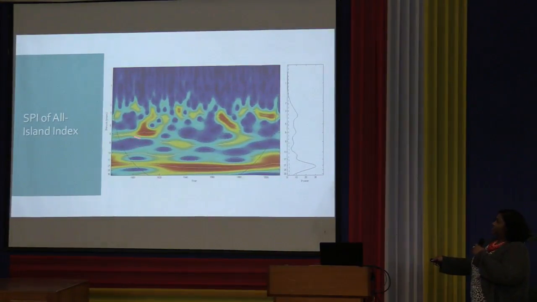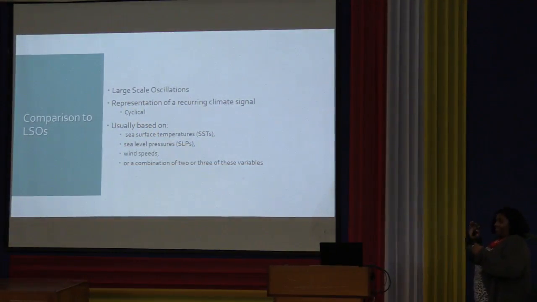It also has a really strong 3 to 6 year cycle in the early 1900s, in the 1970s, and in the 2000s. See that? Okay. All of these cycles suggest that there is something driving our drought.